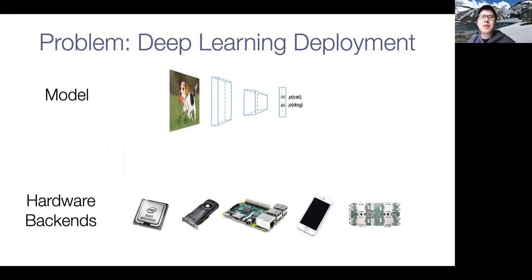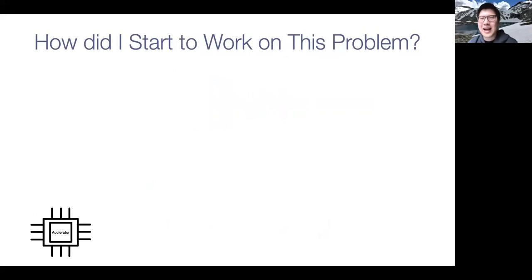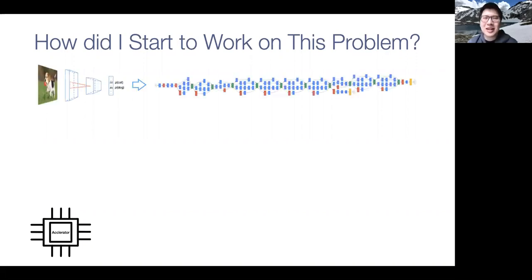So the general problem that TVM tries to solve is to deploy machine learning models onto a wide variety of hardware backends. And so how do we start to work on this problem? Actually, 3 years ago, I had a collaborator who is a computer architect. His name's Terry. He came to me and said, hey, Tianqi, I'm working on these awesome deep learning accelerators. Do you want to work together? I said, sure. Machine learning accelerators like TPU seem to be the future.